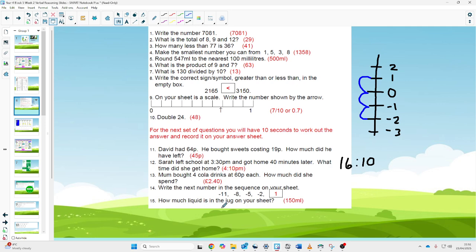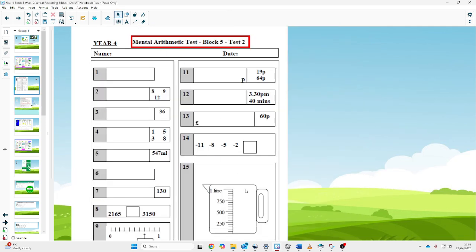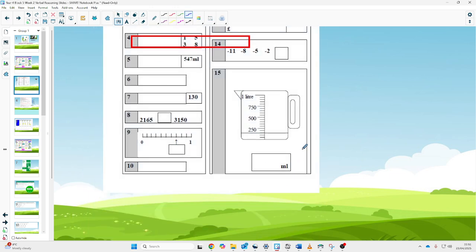Question 15, how much liquid is in the jug on your sheet? So just going back to the sheet again and having a little look at that jug, it's important to realise that we're kind of going up in 50s. So it goes 50, 100, 150, 200, 250. So this line here is pointing at 150 millilitres.